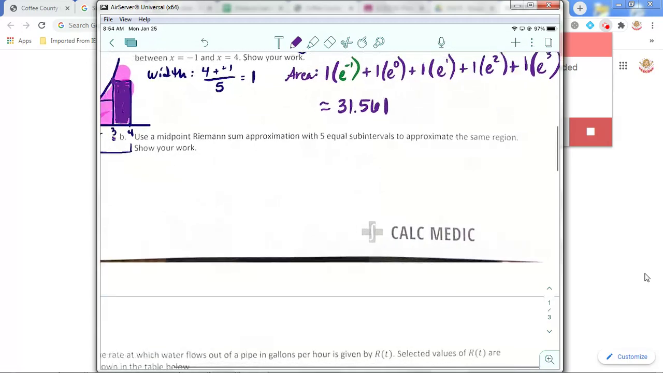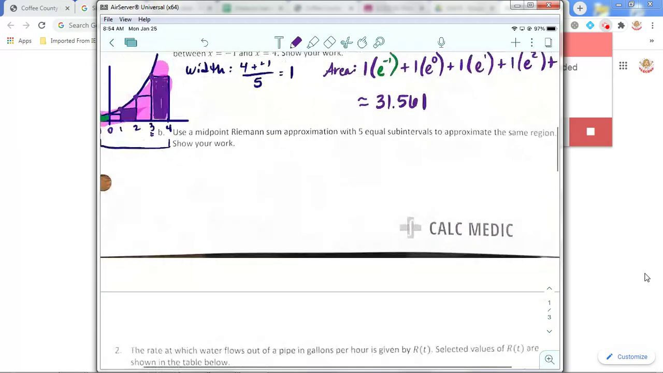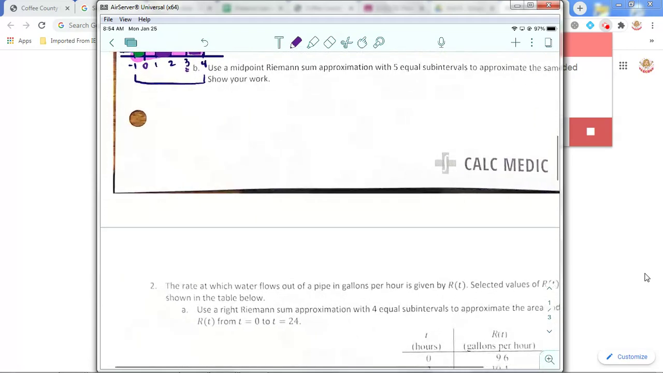Okay, the B part, we have the same region, but we have a different approximation method. We're going to use the midpoint approximation method.